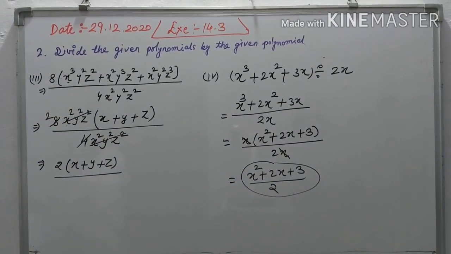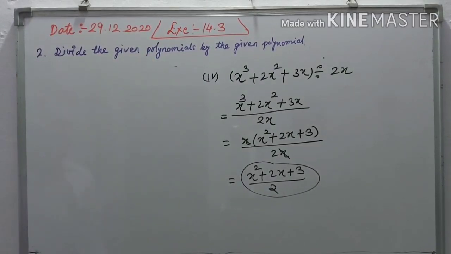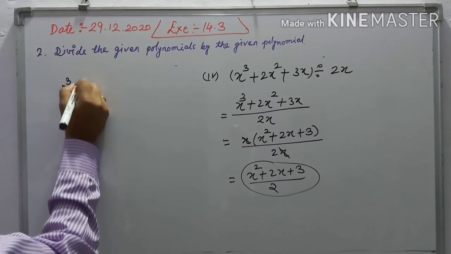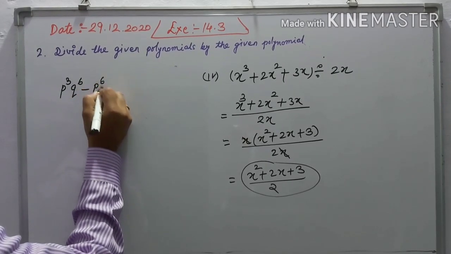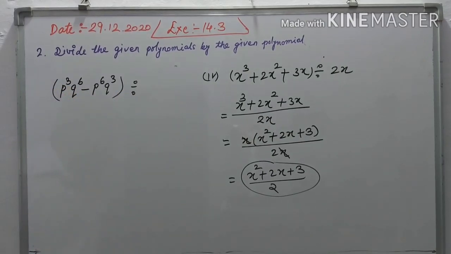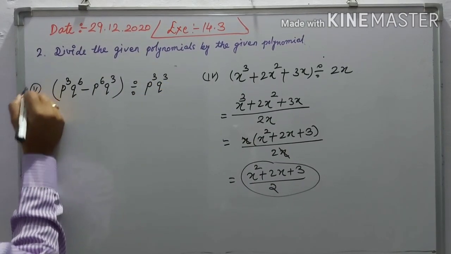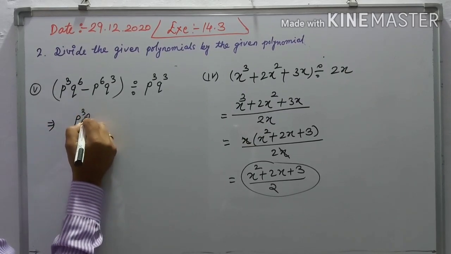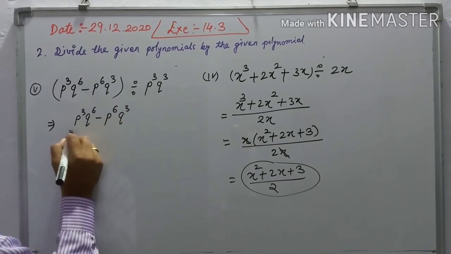Okay, now question number 5, similar to questions 1, 2, 3: p^3q^6 minus p^6q^3, divided by p^3q^3. Similarly we write p^3q^6 minus p^6q^3 upon p^3q^3.